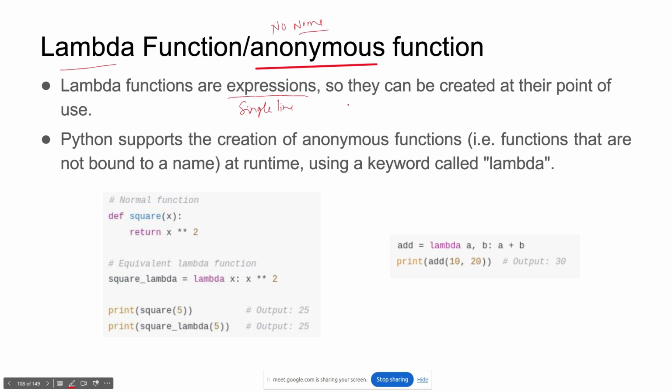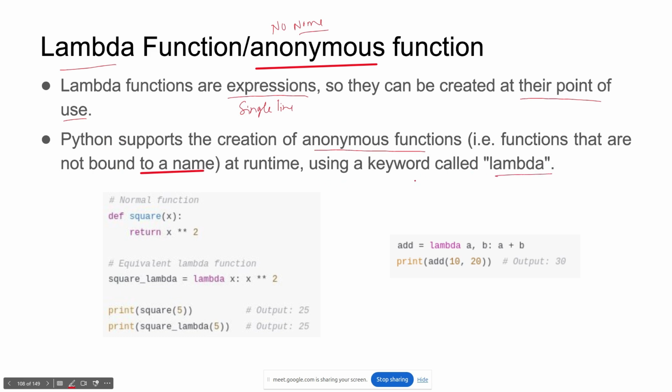You can create it at its point of use, where you want to use it. So lambda functions are single line functions. Python supports the creation of anonymous functions, which means functions that are not bound to a name at runtime, using a keyword called lambda.